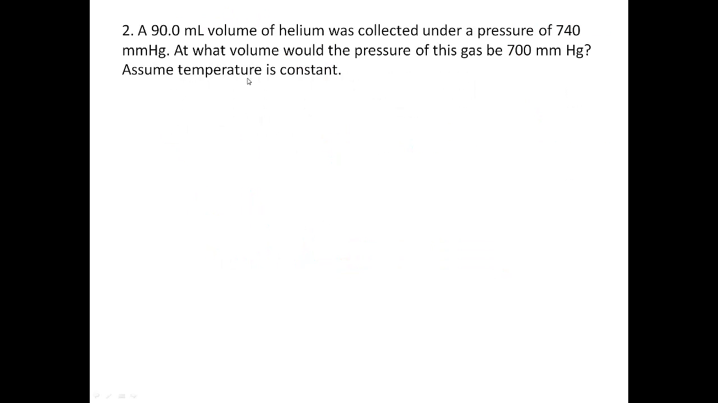Okay, question number 2. Looks like we're dealing with a volume. 90 mL of helium gas was collected under pressure. This is our V1. This is our P1. What we're looking for is V2, and then our pressure would be P2. Now let's remember our relationship here. Pressure is inversely proportional to volume. What does that mean? Well, it means that if you have pressure times volume in one set of conditions, it's equal to the pressure times volume in a second set of conditions.